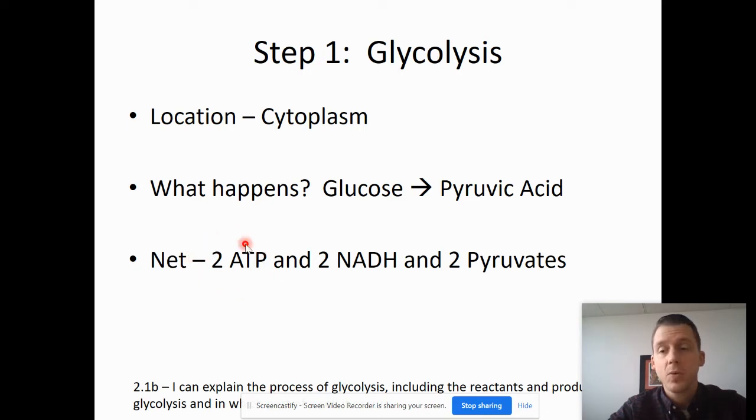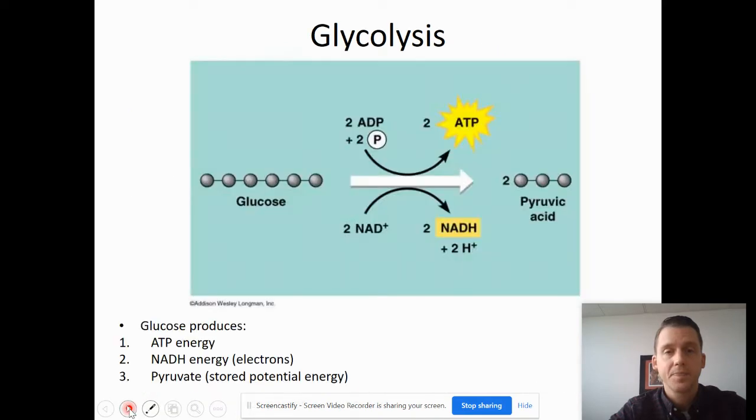Those ATP molecules are good for energy. We get two molecules of NADH. They are holding energetic electrons. And we get two molecules of pyruvate. And those pyruvate have more potential energy that can be broken down. Here is the process of glycolysis: pyruvate, ATP, NADH.